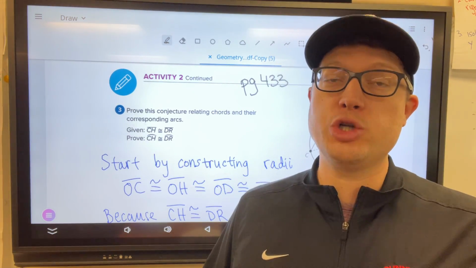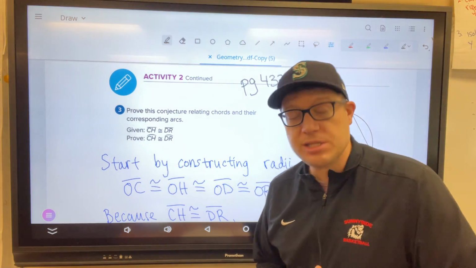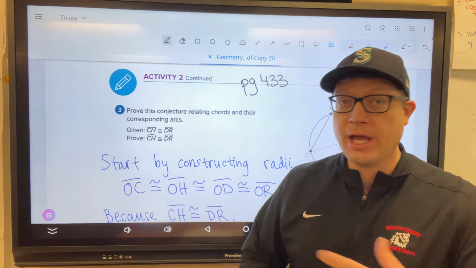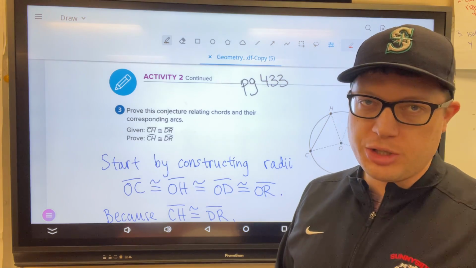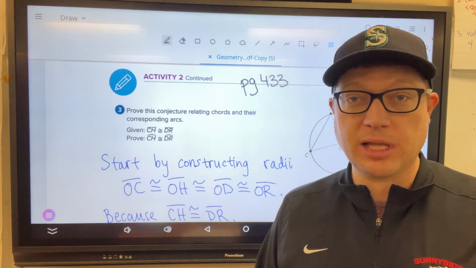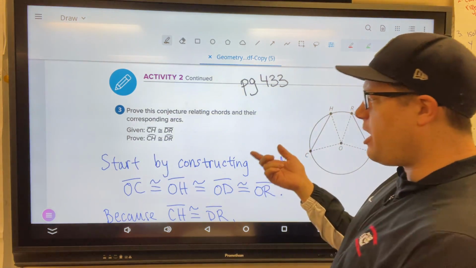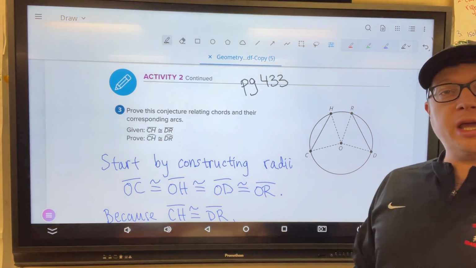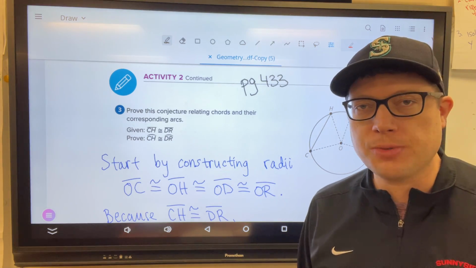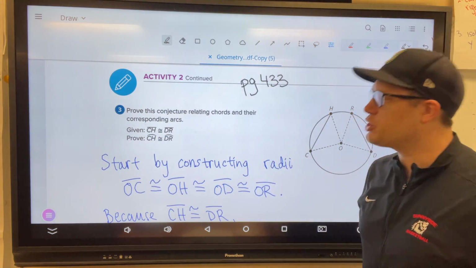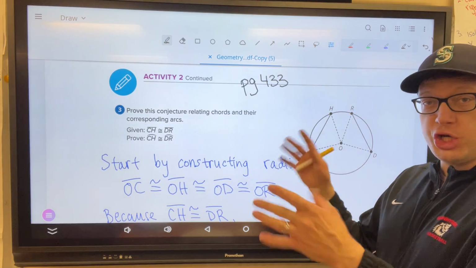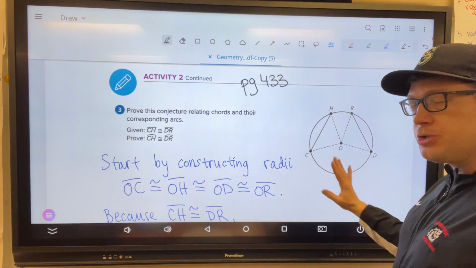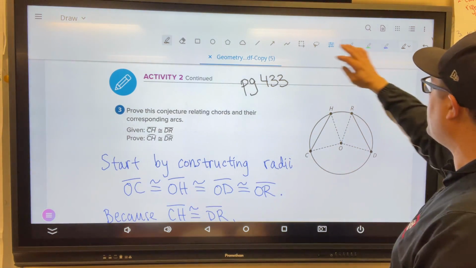This is page 433, and we are continuing the lesson on chords and arcs. We're actually proving a conjecture that was made in the previous lesson: if the central angles of the circle are the same, then the intercepted arcs must also be the same. Let's prove this conjecture because we specifically have a generic circle. There's nothing too special about it, but we do know this one fact right here.